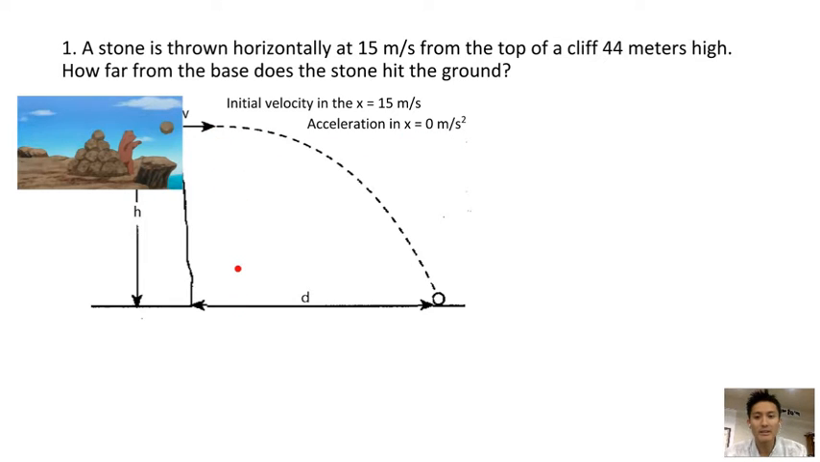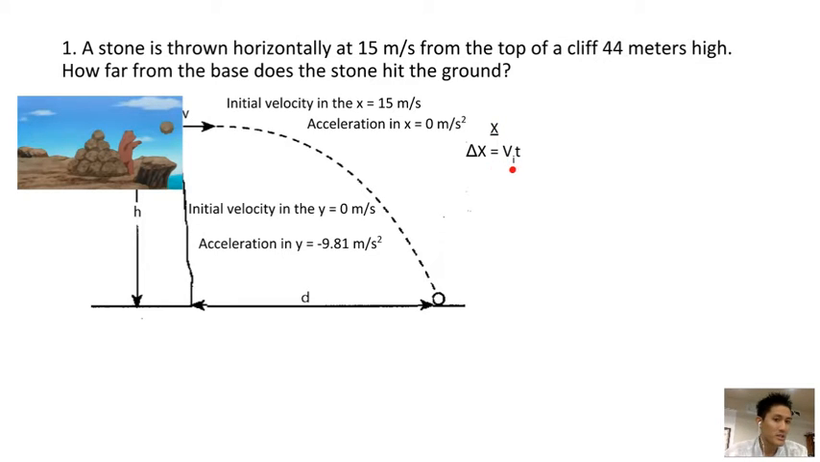How about in the y? In the y, our initial velocity is going to be 0 meters per second, and then our acceleration is going to be a constant negative 9.81 meters per second squared, our gravitational acceleration constant. However, we just want to find delta x, and so we're going to be working in the x-axis, and we have that one equation, delta x equals vix t.